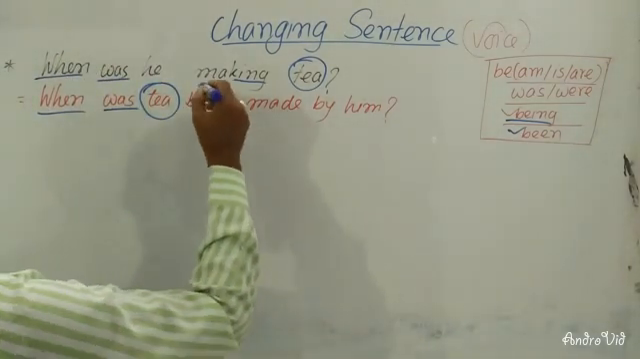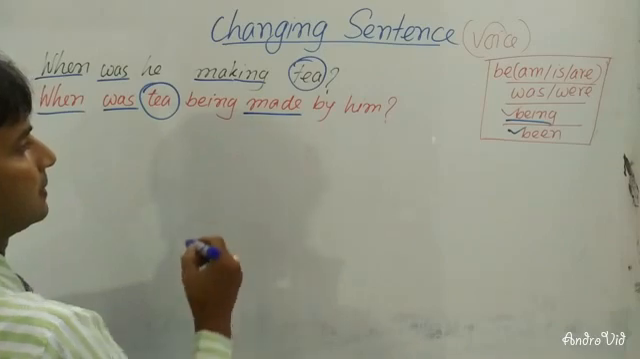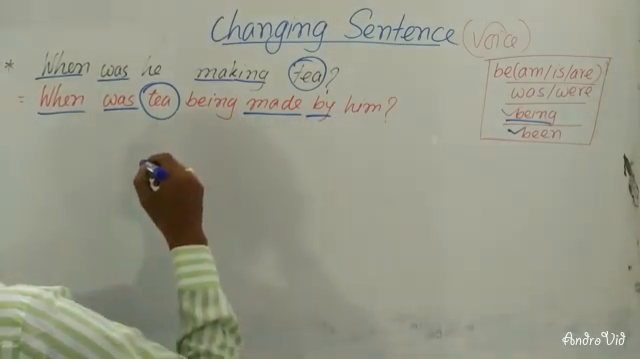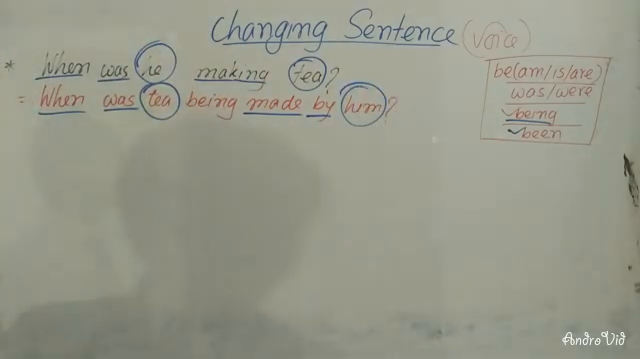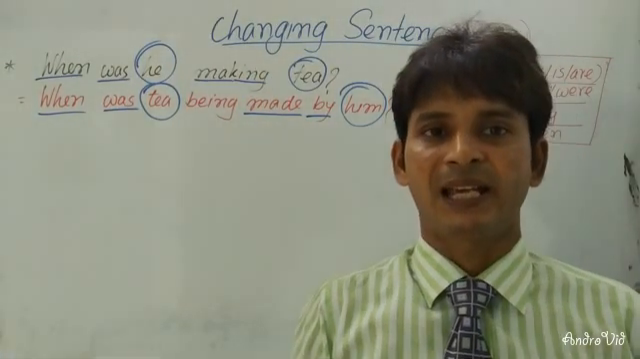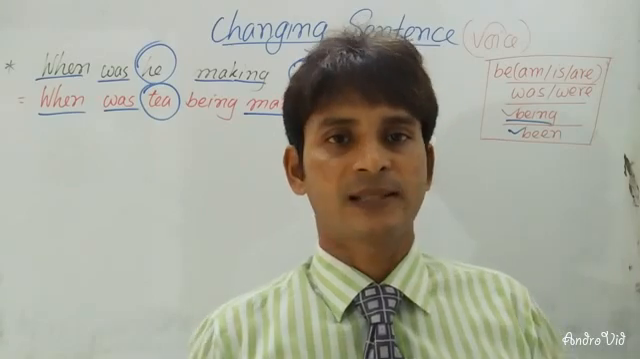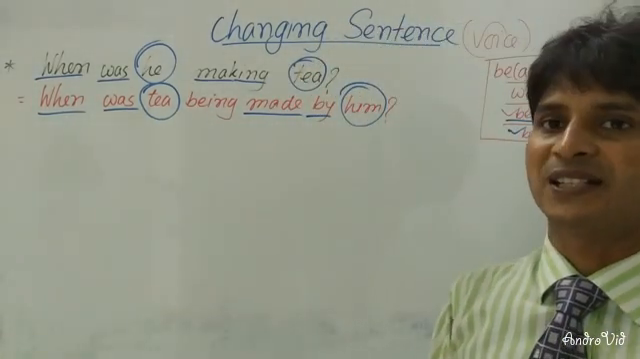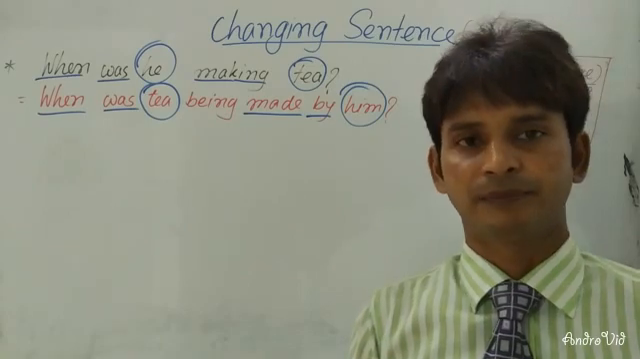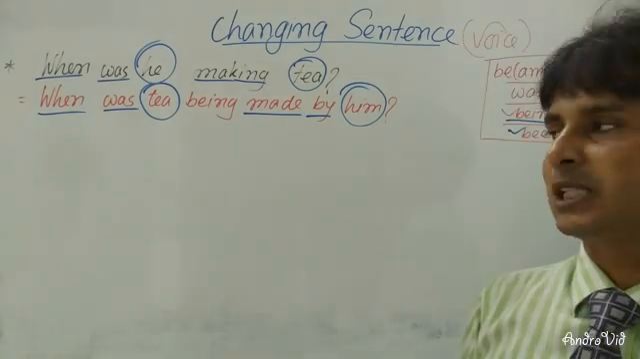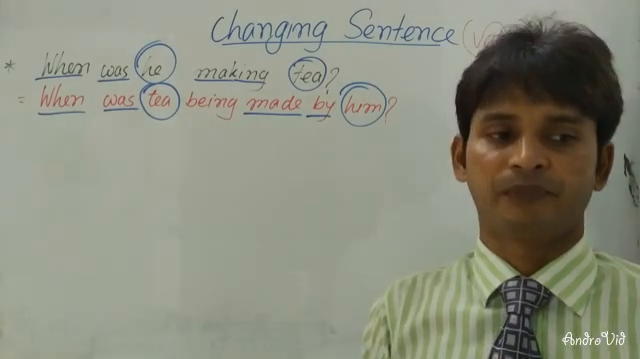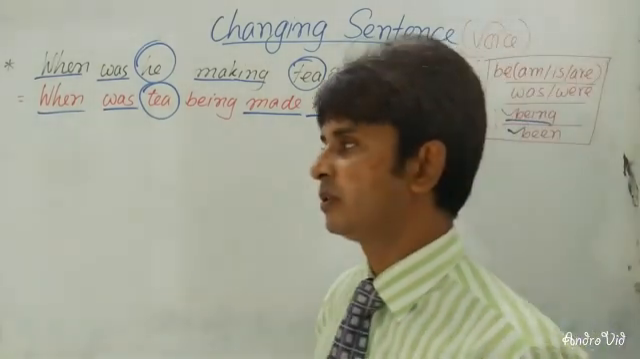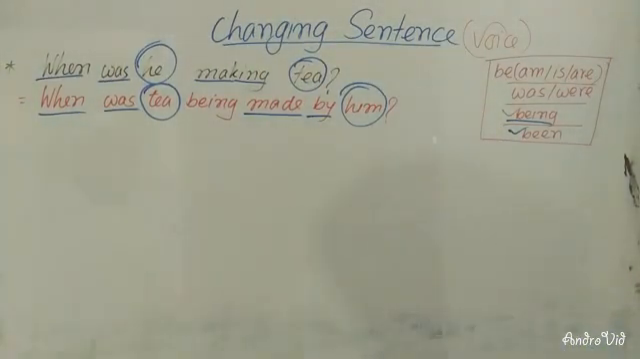And then you will have to write the past participle form of make, which will be made. Then the preposition by. Then the subject will be the object now, and you will have to write the objective form. So the sentence is: when was he making tea? When was he making tea will be when was the tea being made by him? Dear learners, I'm going to repeat it. When was tea being made by him? So I hope it is clear to you. Now I'm going to give you more examples to make it clear.